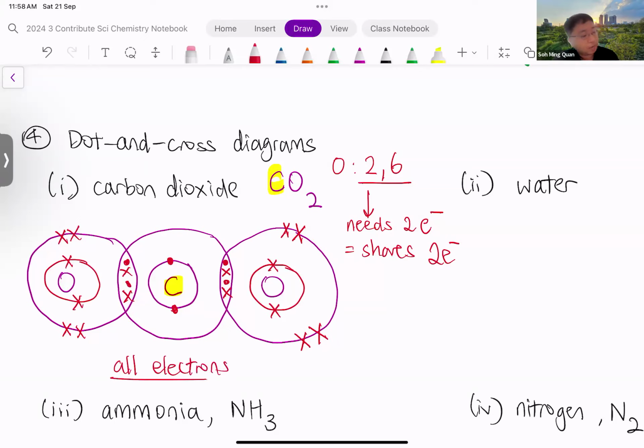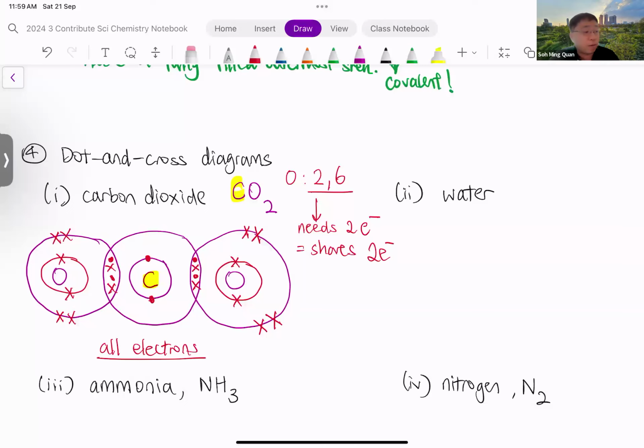So like I said again, it depends on the question. The question will tell you to show all electrons or show outer electrons. So you must read the instruction. If the question asks you to show all electrons, do not forget the first shell that's inside it. Okay, so this is the dot and cross diagram for carbon dioxide, which has covalent bonding because it contains 2 nonmetals.